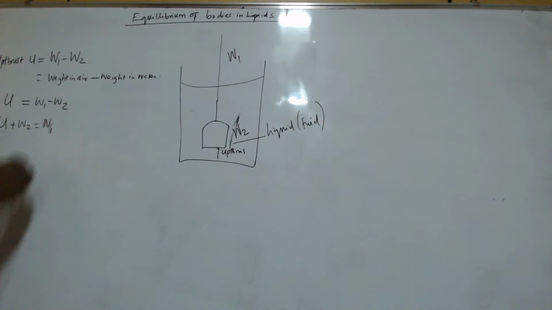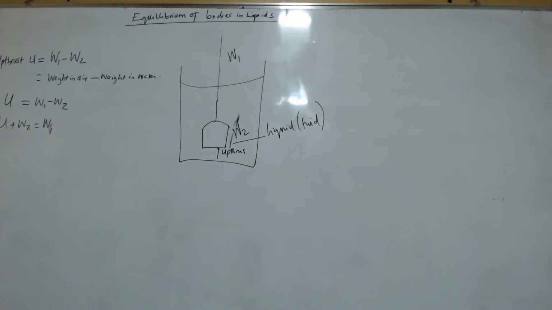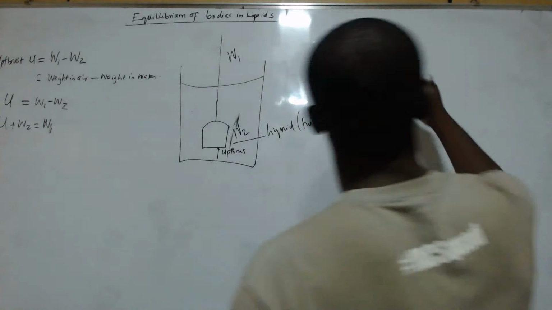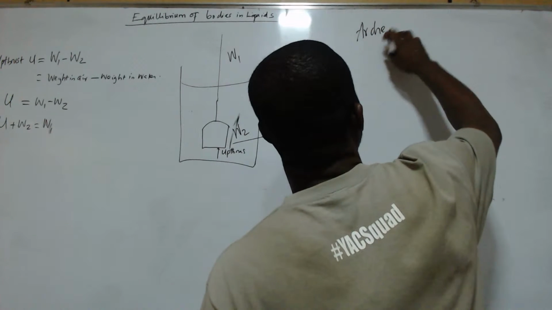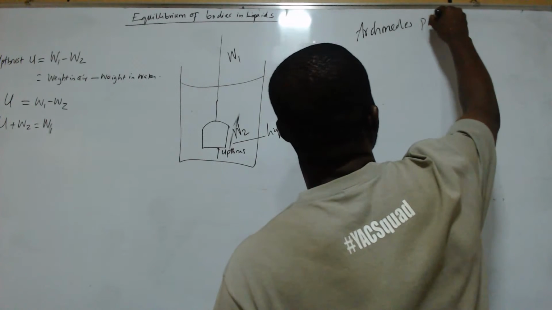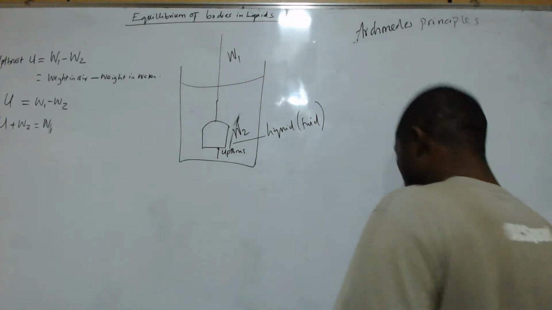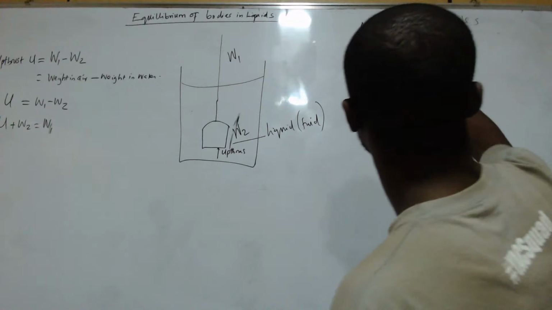Therefore, W1, that is weight in air, is greater, which says that if a body is partially or wholly immersed in water, we have what we call Archimedes' principle. Archimedes was a Greek scientist or a Greek philosopher.